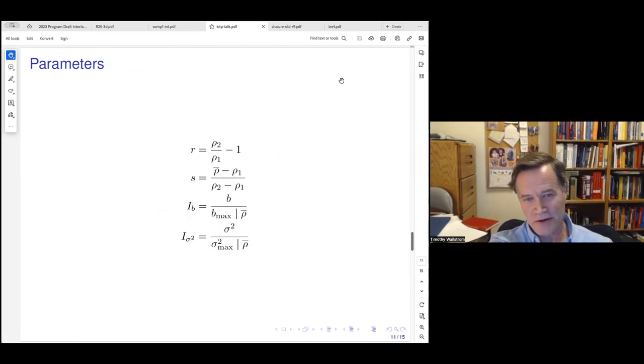But S is the normalized mean density, so this goes from 0 to 1. I sub B, which is also called the intensity sometimes, is the normalized B compared to the maximum value for a given value of rho bar. And I sub sigma squared is the same thing for sigma squared.